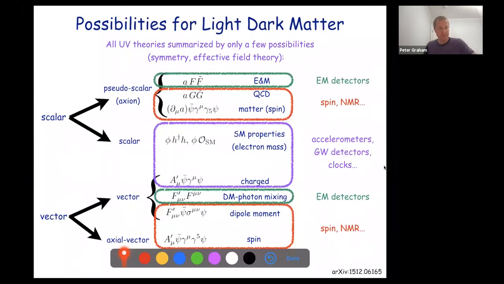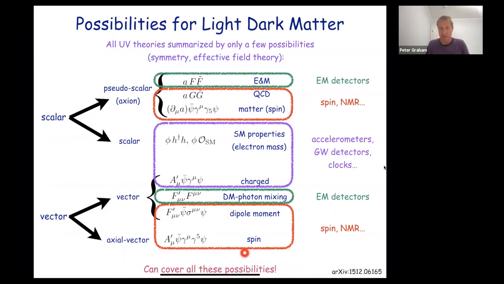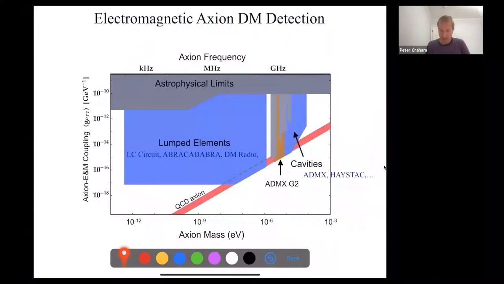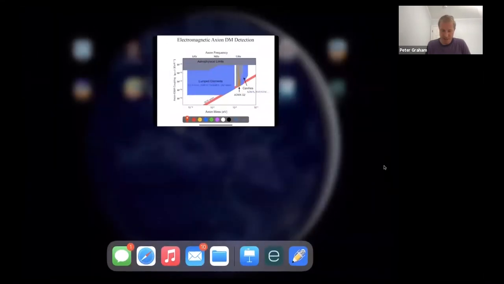Okay, excellent. Good. And of course the point was that we think we can design experiments that can cover all of these possibilities. So I've told you about some for this purple one. I'm going to tell you briefly about a possibility for the red, for the spin experiments. And then, as I said, I'll leave electromagnetic detection, which is a major field for looking for axions, for later lectures. Let me not quite get to that yet.